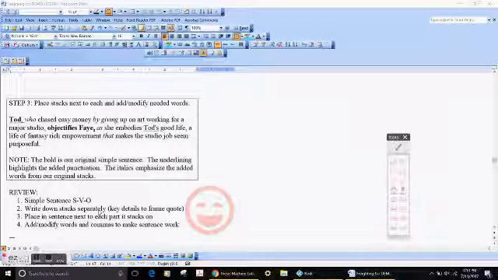To review. First, write a simple sentence. Then write down the stacks for each part of that simple sentence. Next, place those stacks, those little sentences themselves, next to the parts they modify. Then add any words or modify any words to make it work. I hope this helps. Good luck.